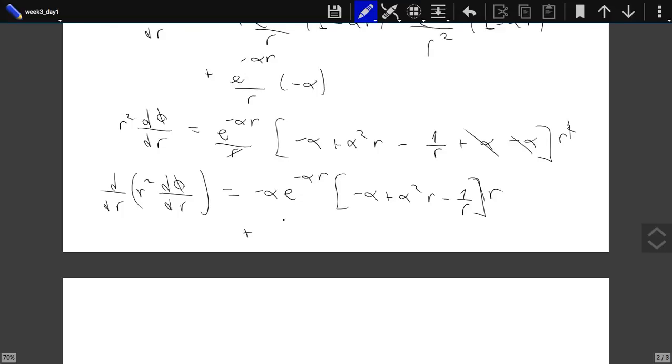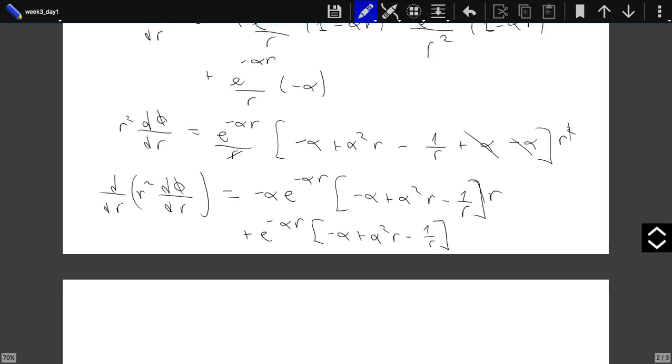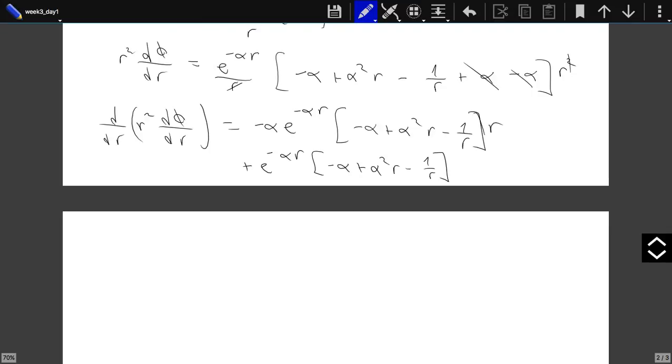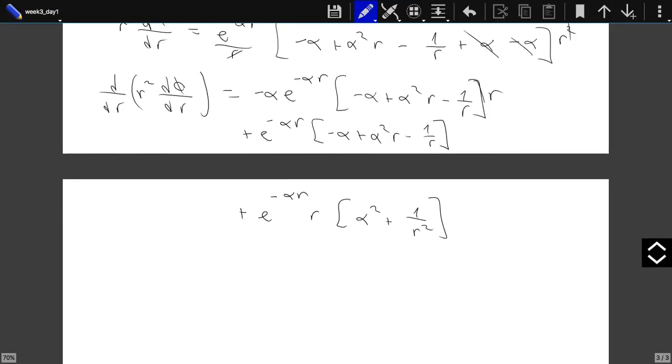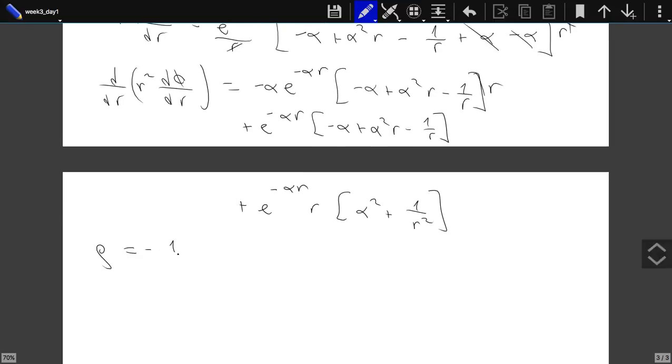Plus e to the power minus alpha r times minus alpha plus alpha squared r minus 1 over r. This is the derivative of the r term. Plus the derivative of the bracket. So alpha squared plus 1 over r squared. So rho is equal to minus 1 over 4 pi times 1 over r squared d by dr, r squared d phi by dr.